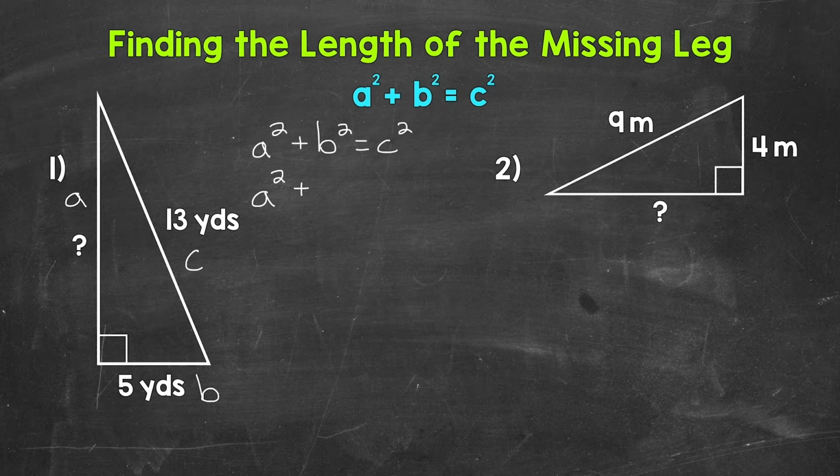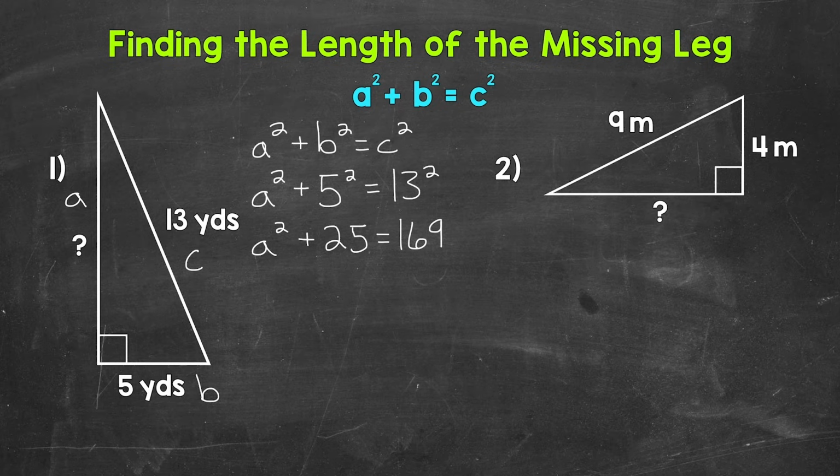Well, B is 5 yards, so let's plug in 5, so 5 squared equals, well, C is 13 yards, so let's plug in 13, and this is squared. So that gives us A squared plus 5 squared, which is 25, equals 13 squared, which is 169. So let's continue on working through this equation, and we are working to isolate A. We are working to figure out what A equals.